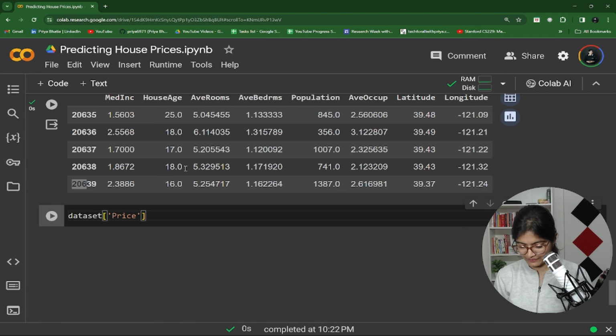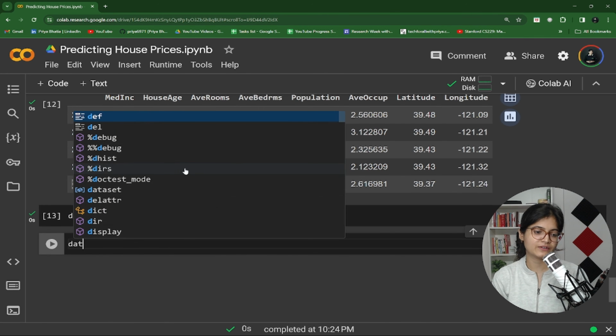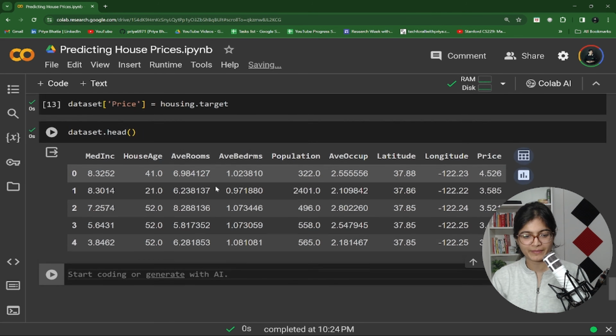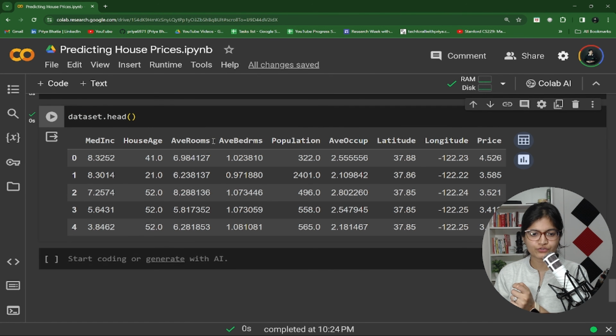And I will say from where I am trying to fetch it: housing.target, if I'm not wrong, right? Once you run this and check the topmost 5 records again, we will be able to see that. So now our data is ready, right? For every record, I have 1, 2, 3, 4, 5, 6, 7, 8 attributes or features. And the final outcome, the final target value, is the price, which is given, right?